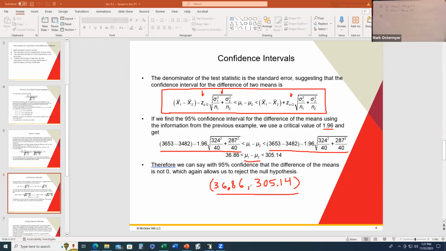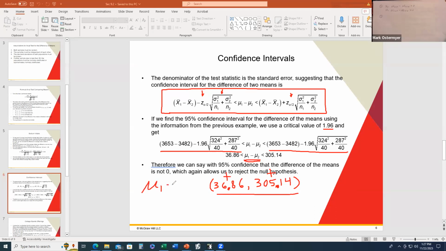Based on the endpoints of this 95% confidence interval, based on the fact that both these endpoints are positive, it looks like the mean sodium intake would be greater for who? Men or women? Based on our order of subtraction we used up here. What do you think?